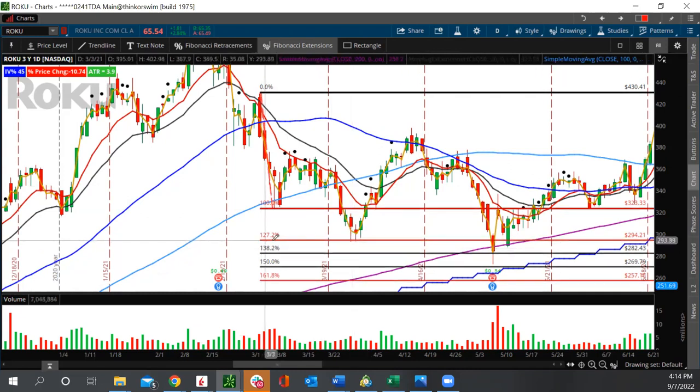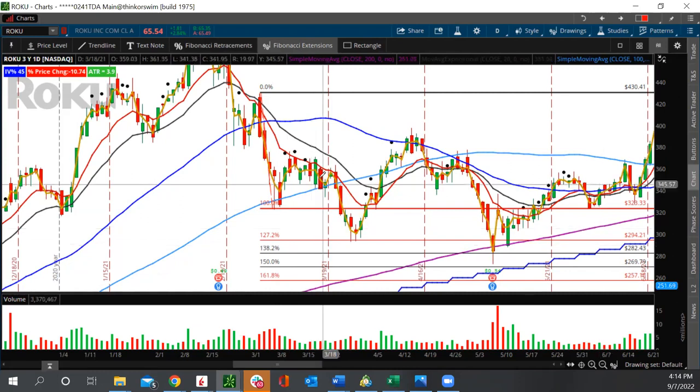Came right down and it touched that 127.2. You would have taken some profit here as well, right? So take some off here, take some off here, and maybe at the 127 you at least move your stop. Your entry was here, so maybe your stop is somewhere in this area. This was a pretty big candle, so maybe you put your stop above this candle here. Or I love using a two-bar trailing stop, right?